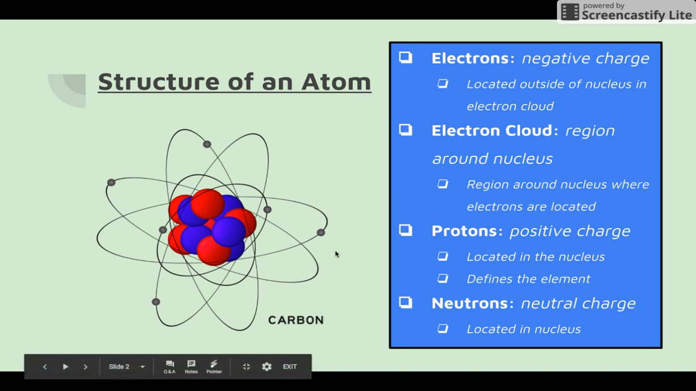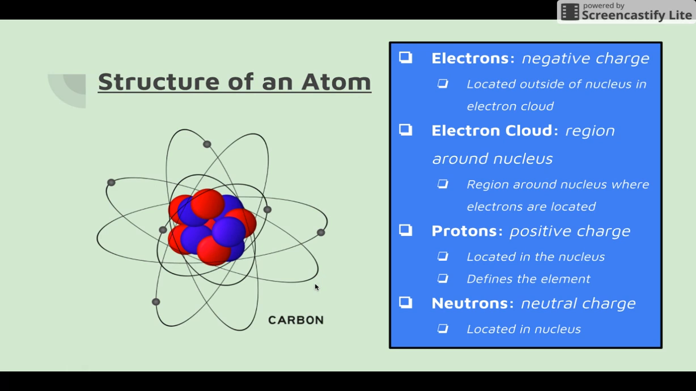On the outside is the electron cloud. That's what these lines out here are representing. That's just a region outside of the nucleus of the atom where these electrons are contained. They call it a cloud because it's not a specifically defined region, it's just that area around the nucleus.